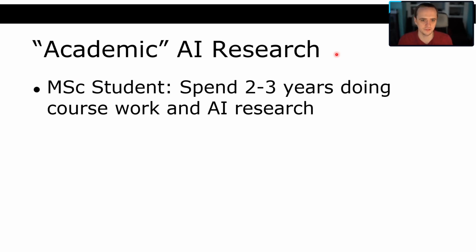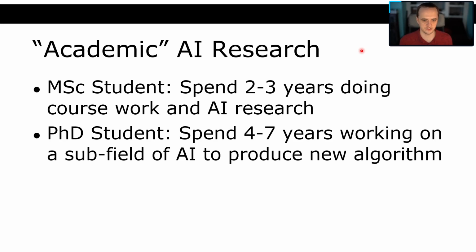So here's some examples. A master's student doing academic research will spend 2 to 3 years doing coursework and AI research, right? So the first year is probably going to be courses, and then the next year or two will be doing their research, writing their thesis, performing experiments. A PhD student will do the same thing, except probably spend 3 to 7 years working on a subfield of AI, typically around 4 to 5 years though.